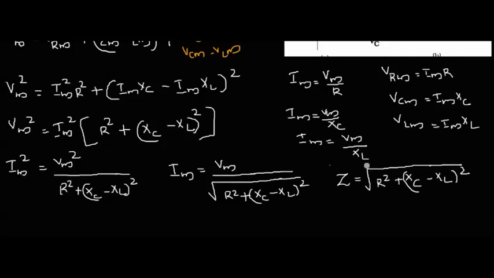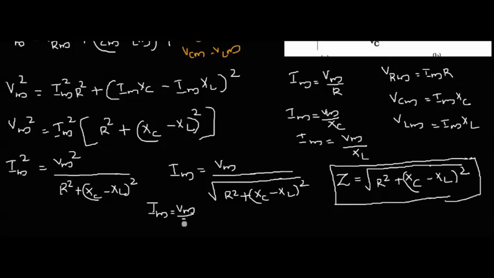This equation is very important. The impedance of a series LCR circuit, Z is equal to root of R square plus XC minus XL the whole square. Now we can rewrite the equation for maximum current as Im is equal to Vm divided by Z. Okay. So, from where we started, from this equation.